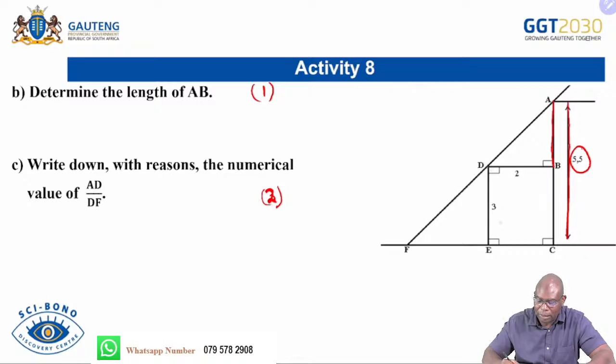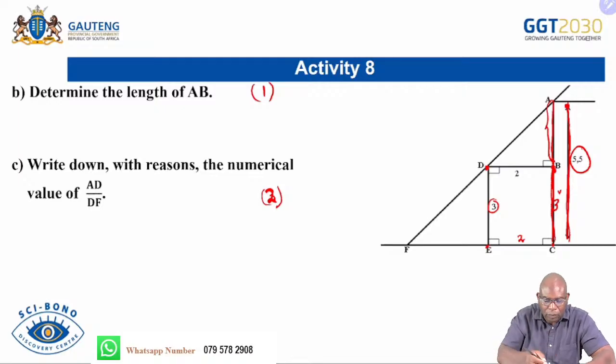But I'm told that CEBD is a rectangle. If it's a rectangle, we said the opposite sides of a rectangle are equal, meaning that side will be 2 and that other side will be 3. So if my CB, from C to B, is 3, and the whole height is 5.5, then I need to find what that part is. Okay, so now what do we do?